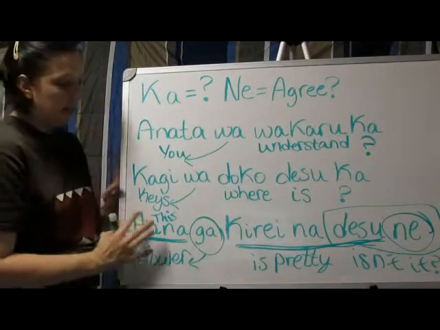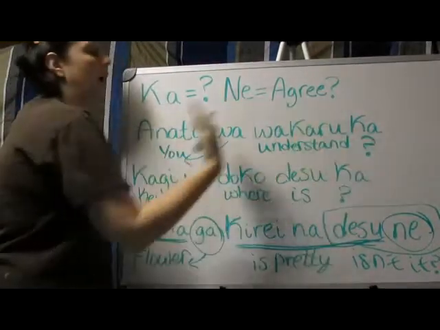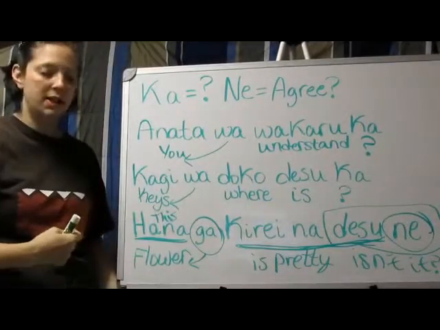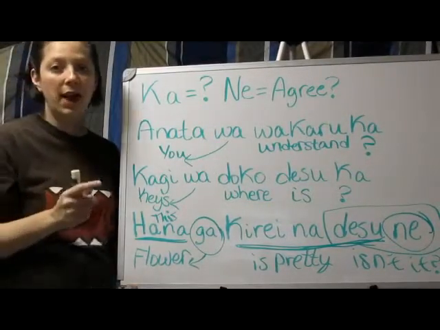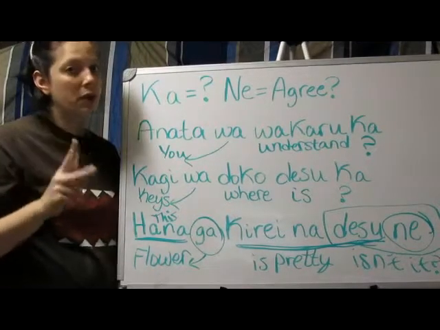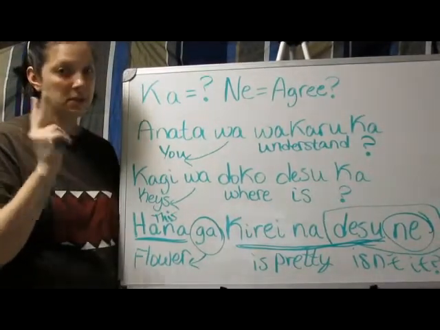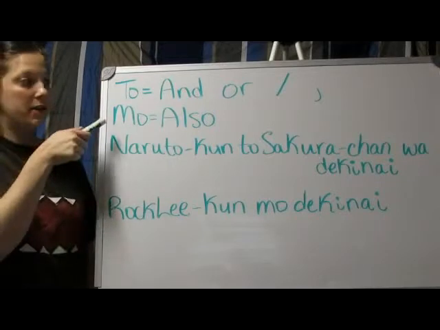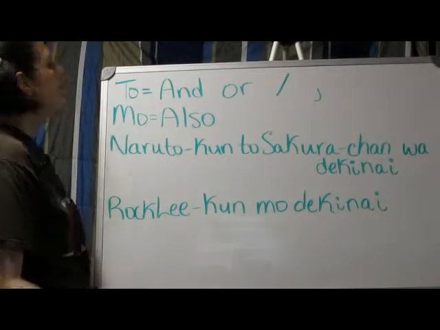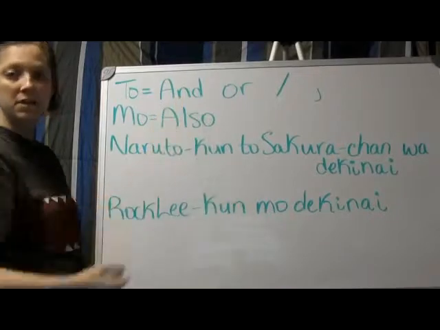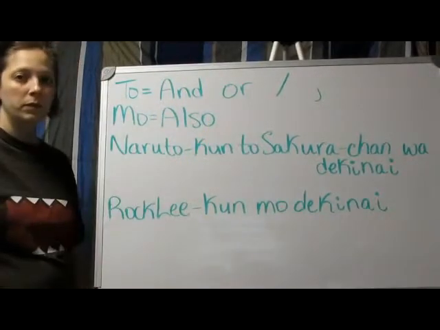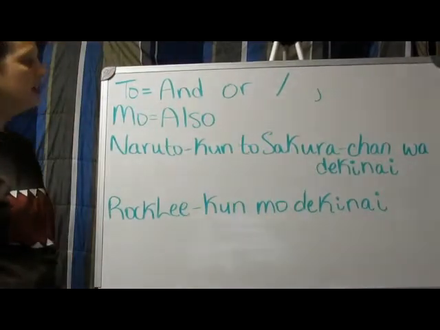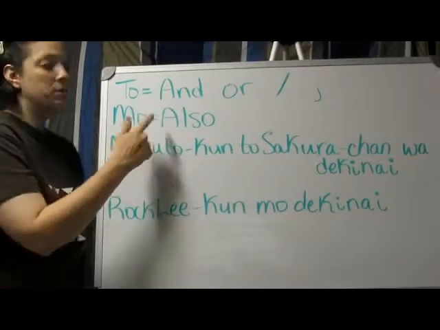So I know this is a little bit more complicated than just the ka, but I hope you can understand the difference and understand how to translate this. We're going to go now and learn about two other particles, to and mo. Okay, so now we're going to do the particles to and mo. And as you can see, to means and, or you can think of it as like a slash or a comma. Okay, either one. Mo simply means also.